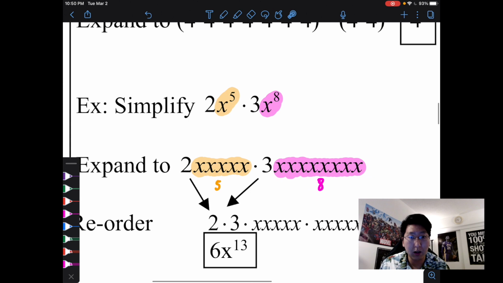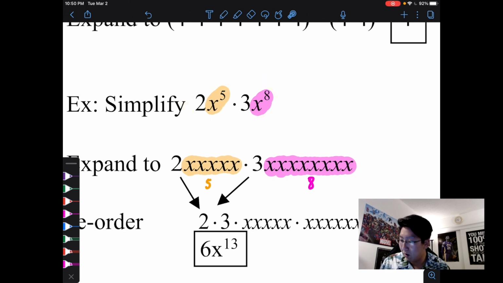Let's expand it. The first thing we did was take our expression, 2x to the 5th times 3x to the 8th, and expand it. We have 2 times x to the 5th times 3 times x to the 8th. Now all these terms are being multiplied, so I can change the order. 2 times 3 is the same thing as 3 times 2. I'm blanking out on the term, but when we multiply, we're allowed to switch the order.